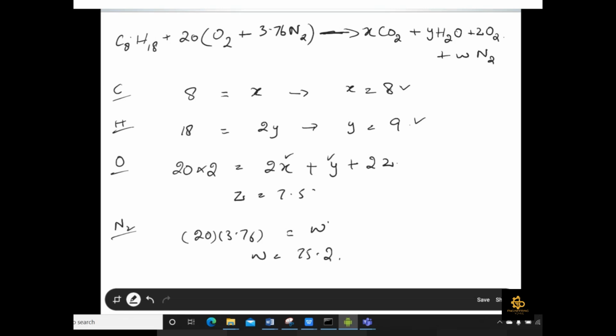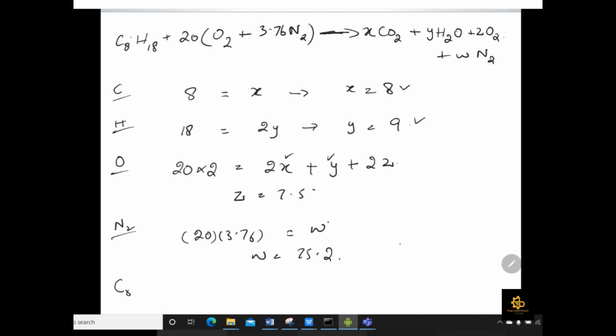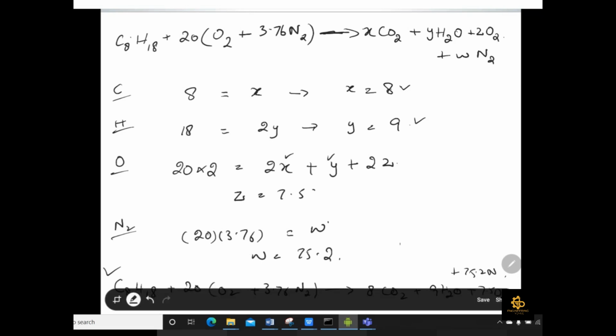Note this down, then we move to the next one. You can plug the values into the equation, so it becomes C8H18 plus 20 O2 plus 3.76 N2, which turns out to be 8 CO2, 9 H2O, 7.5 O2 and 75.2 N2. This is the equation we will use for the further analysis of the air-fuel ratio. Note it down, because this is an important equation and the reference equation we have to use.